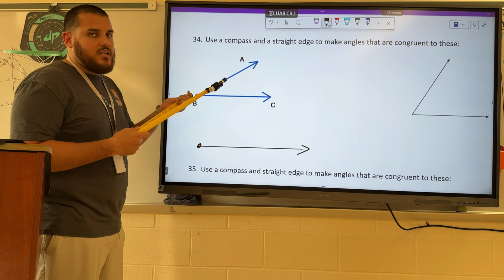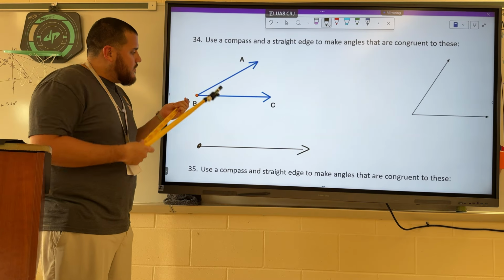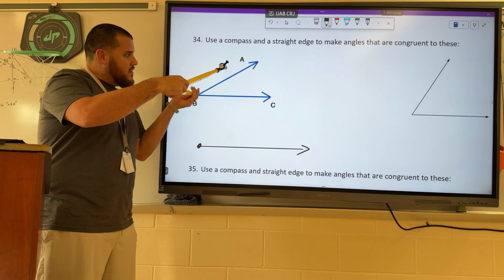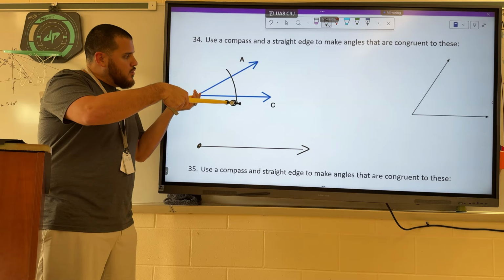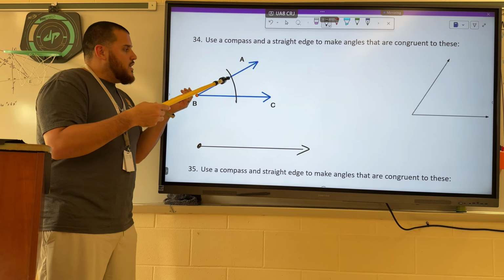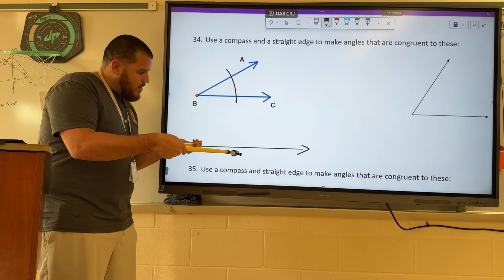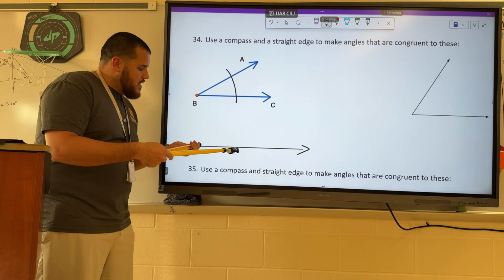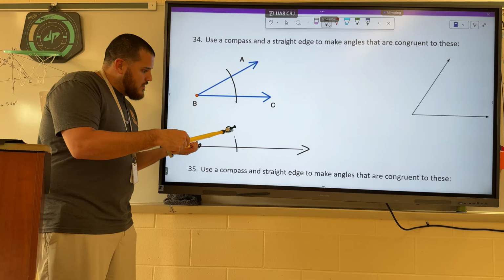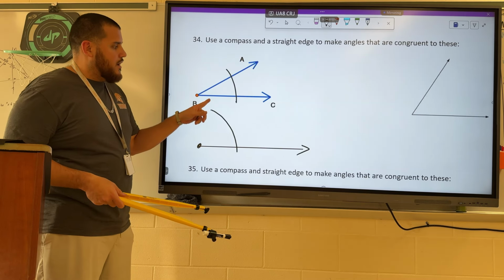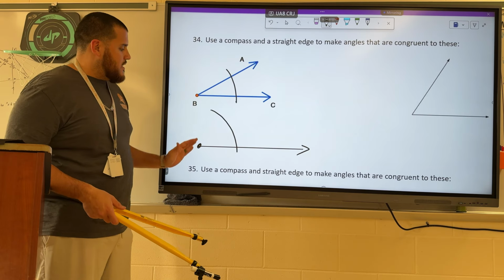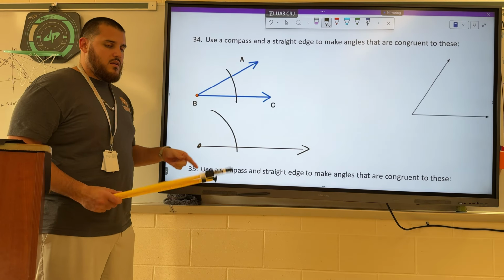What you would do next is take your compass, go to the vertex of your original angle, and just draw an arc that goes through that original angle. And you would be taking the same measurement on your compass and doing the same arc going through your side. Just notice as I do it that I'm going to be making it clearly longer than that original arc so that I have room to put my new side through this.